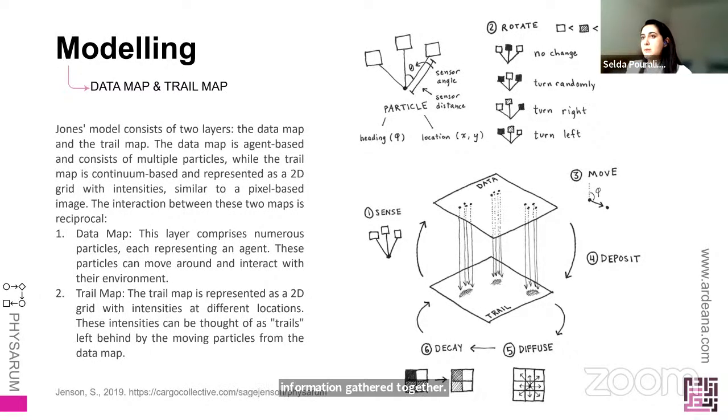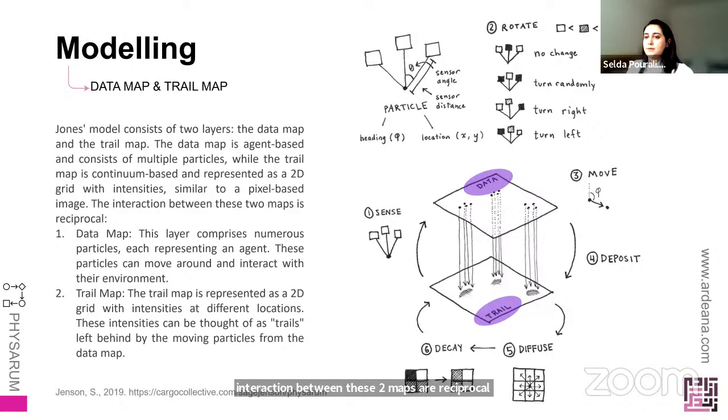So for the data map and trail map, which you can see here, the Jones model consists of two layers, the data map and the trail map. The data map is agent-based and consists of multiple particles, while the trail map is continuum-based and represented as a 2D grid with intensities similar to a pixel-based image. The interaction between these two maps is reciprocal.